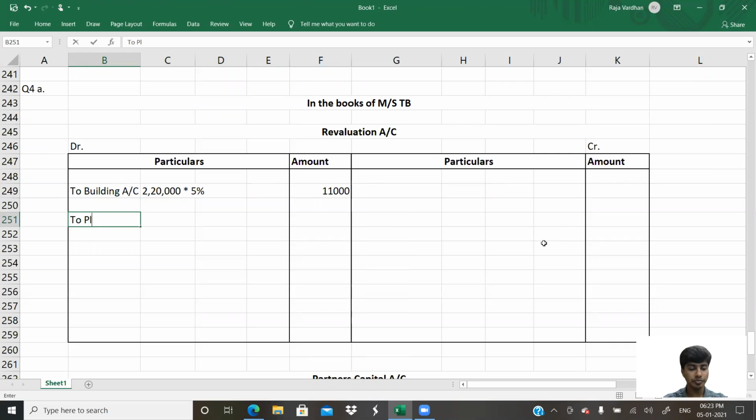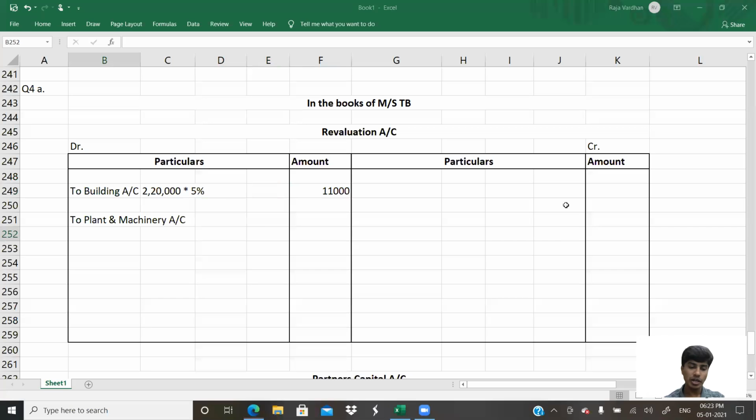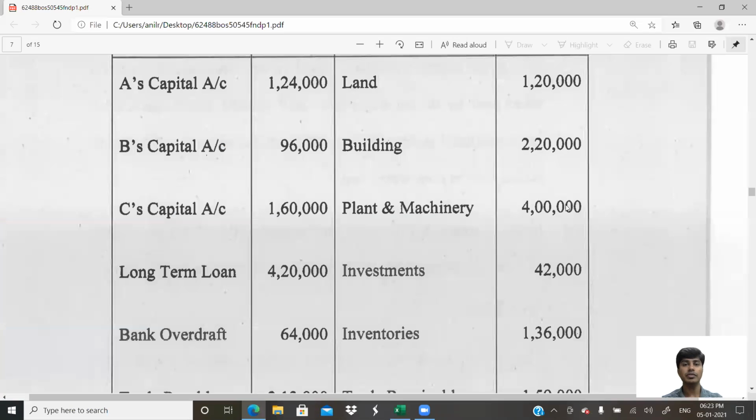We're going to plant and machinery. Plant and machinery account is being valued at 80%. 100% value is 4 lakh. You're reducing it to 80. So depreciation is 20%. So I would do here, how much is it? 4 lakh multiplied by 20%. How much does that give? That gives me 80,000. 80,000 is the depreciation.